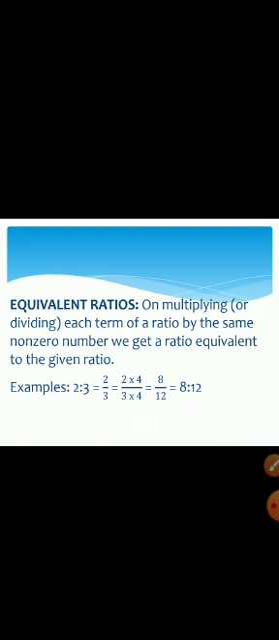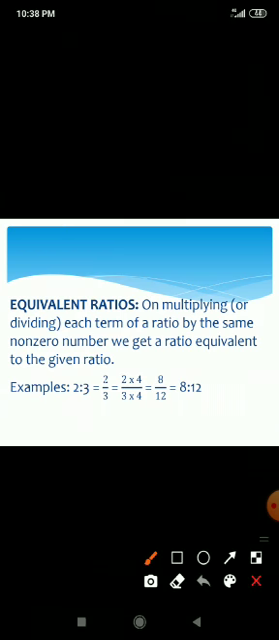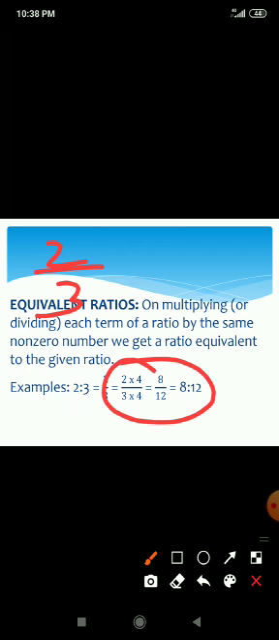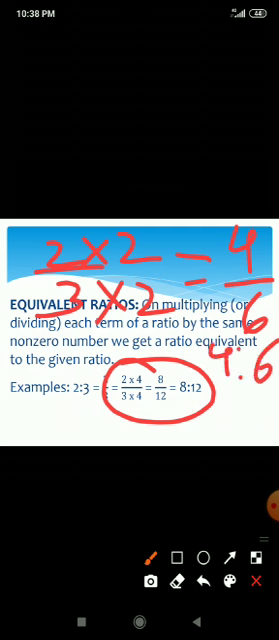Here, for example, I have taken 2 is to 3. We can write 2 by 3. Then you can multiply it by any number. Here I have multiplied by 4 and we are getting 8 is to 12. We can multiply it by 2 also, so you will get 4 by 6, and we can write 4 is to 6. So 4 is to 6 is also an equivalent ratio of 2 is to 3.